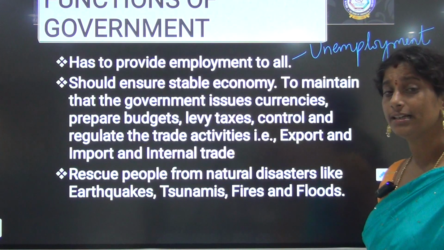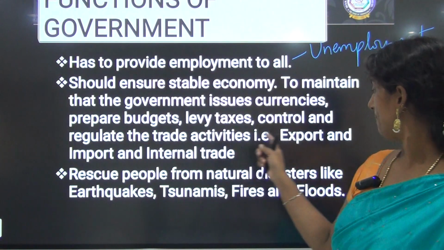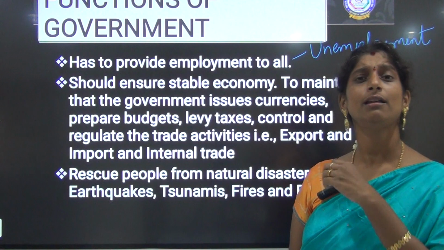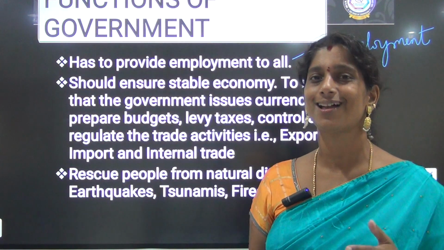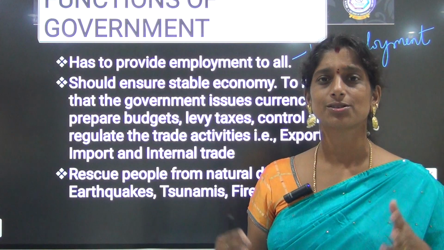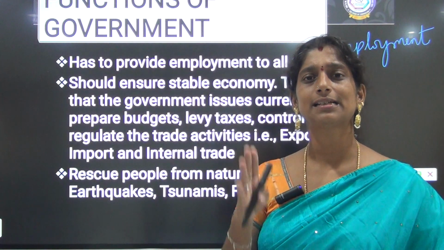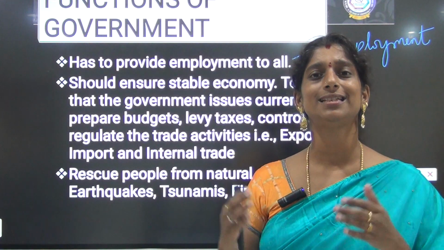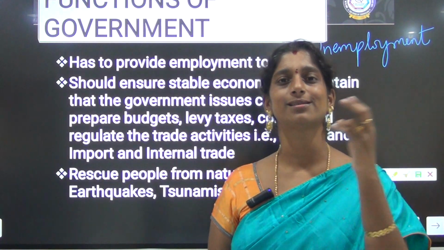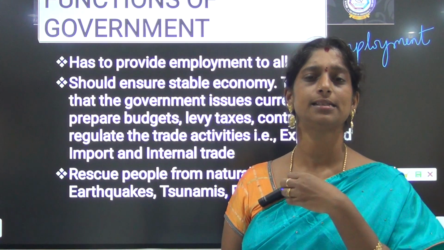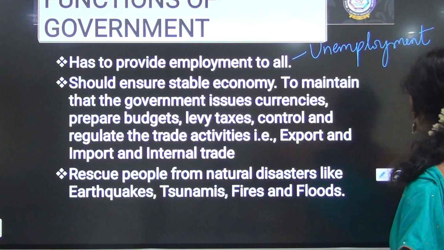And it has the very important duty of rescuing people from natural disasters, any natural disaster, because we will not be prepared for any natural disaster, right? Any natural disaster does not say and come to us. So for any natural disaster, government should make sure that it can easily rescue the people from the disaster, earthquake, tsunami, flood, fire, accident, whatever happens, government has to make sure that it rescues the people properly.